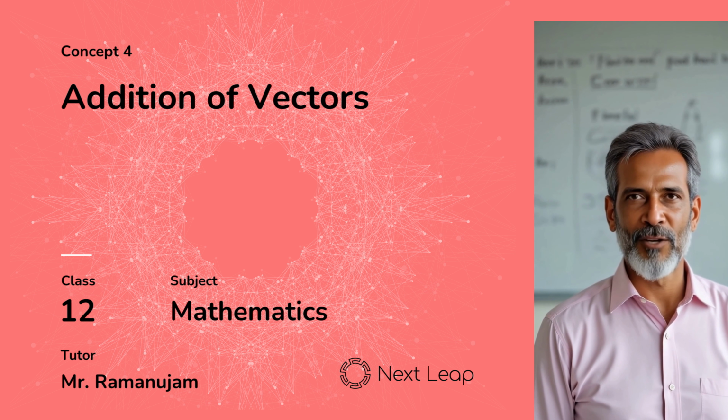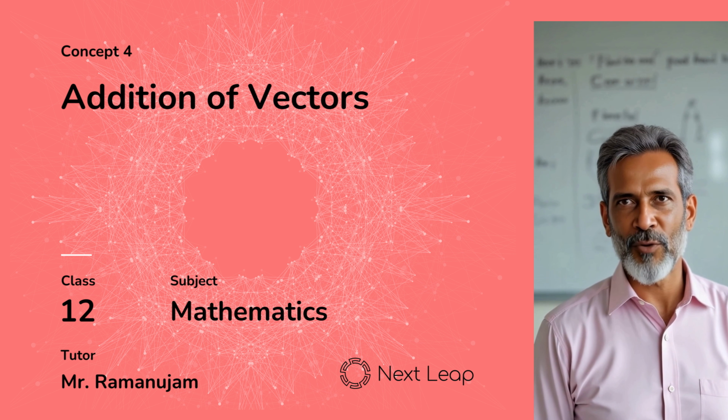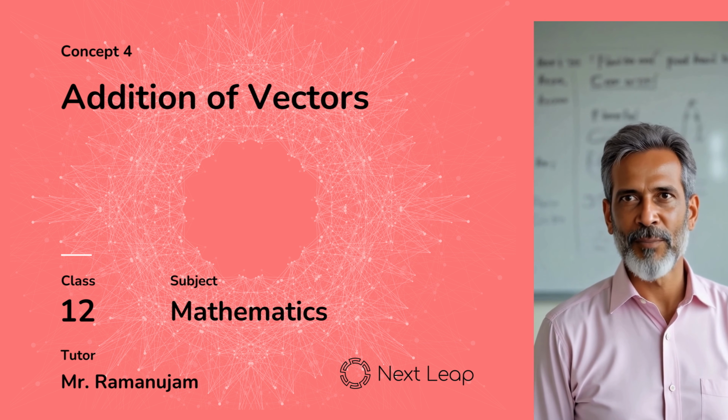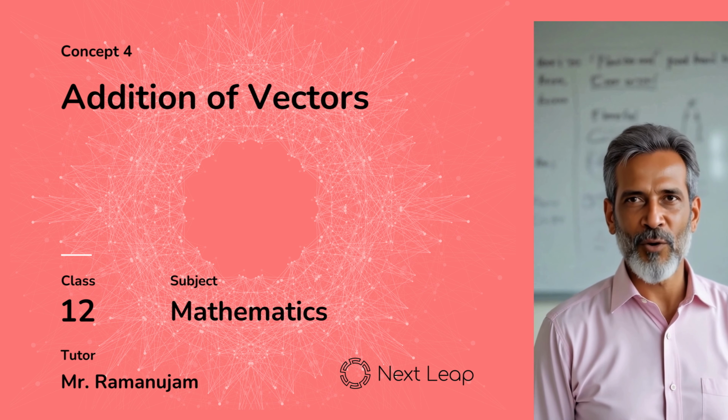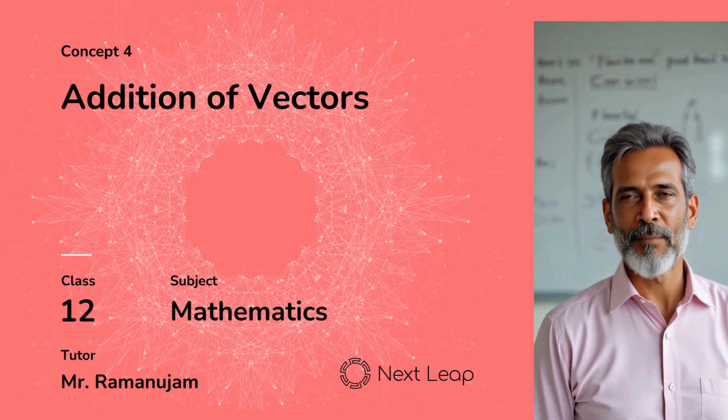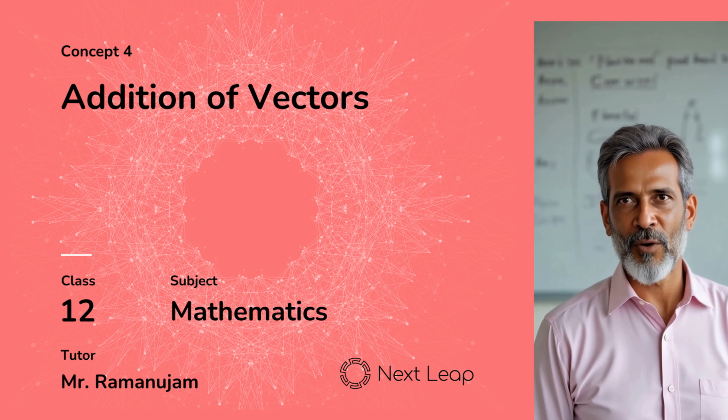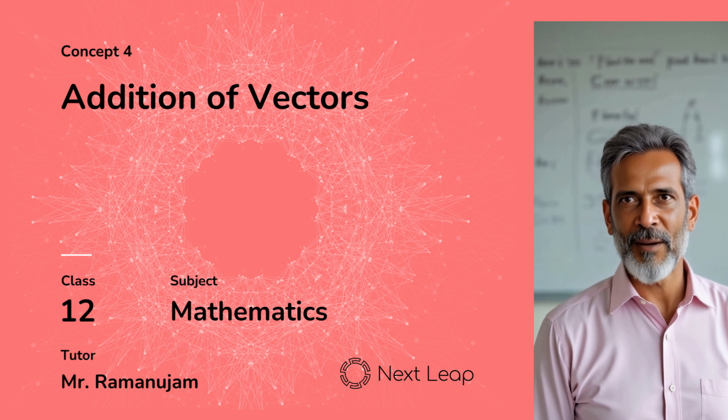Here's something very cool. Vector addition follows the commutative law. That means if you add vector A to vector B, it's just the same as adding vector B to vector A. In math language, we write this as vector A plus vector B equals vector B plus vector A. The order does not matter at all. Geometrically, you can see this by using either the triangle law or the parallelogram law. These methods show how vectors add up visually.